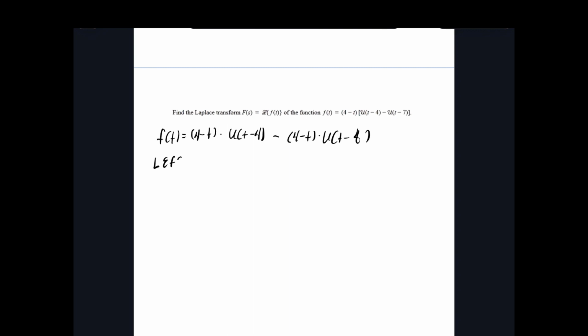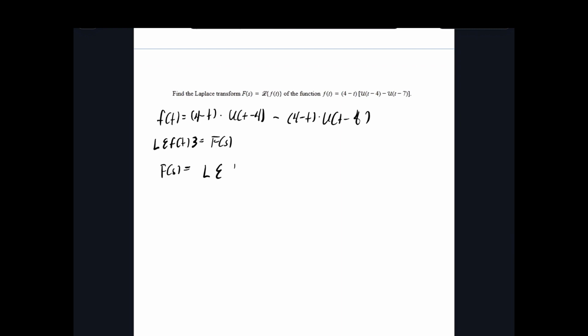So Laplace of f at t equals F at s, and F at s equals the Laplace of 4 minus t times u at t minus 4, minus the Laplace of 4 minus t times u at t minus 4.